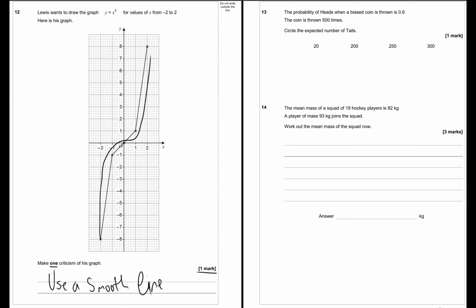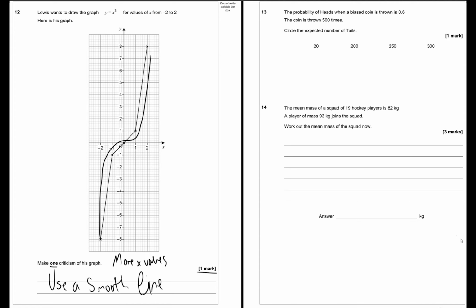What else could we say? We could say you could take more x values. Let's just give some more criticisms. In the real exam, only give one, but I'm going to give you a few. So, more x values. Okay, 2 criticisms. That's question 12 done.